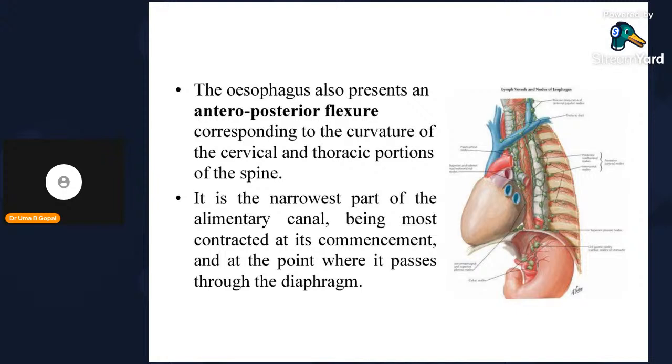the stomach. The esophagus also presents anteroposterior flexures, anterior to posterior, based on the curvatures of the thoracic and cervical vertebrae. It is the narrowest part of the alimentary canal, being most contracted at its commencement, and it is also constricted at the point where it passes through the diaphragm. In the cervical region, the flexure is convex anteriorly, reciprocal with the curvature of the cervical vertebrae. As it passes through the thoracic cavity in the posterior mediastinum, as the thoracic vertebrae are concave anteriorly, it follows the same curvature, concave anteriorly.